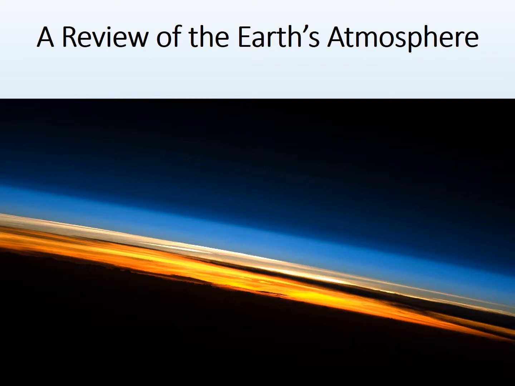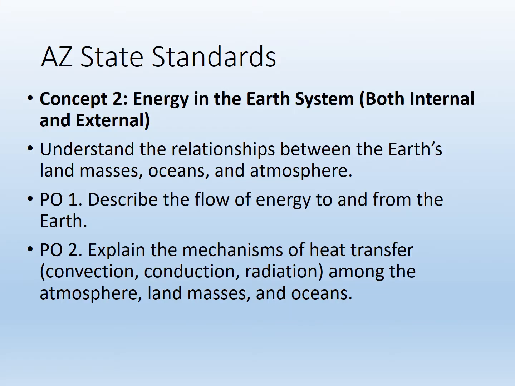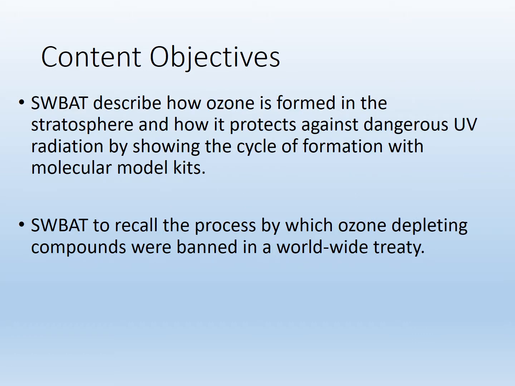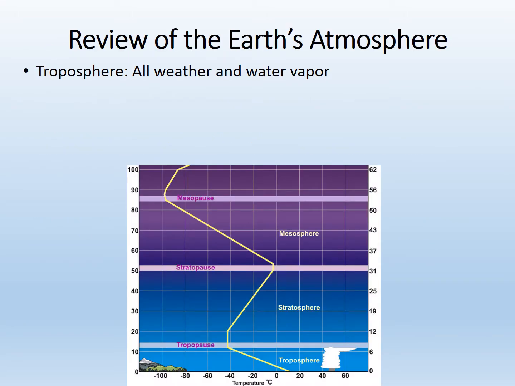This is a review of the Earth's atmosphere. The Earth's atmosphere is in several distinct layers. The most important of these is the troposphere. This is the lowest level, closest to the ground, and contains all of the Earth's weather, 99% of the world's water vapor, and all the living organisms.